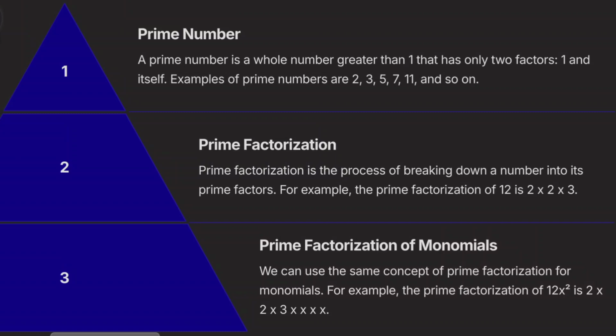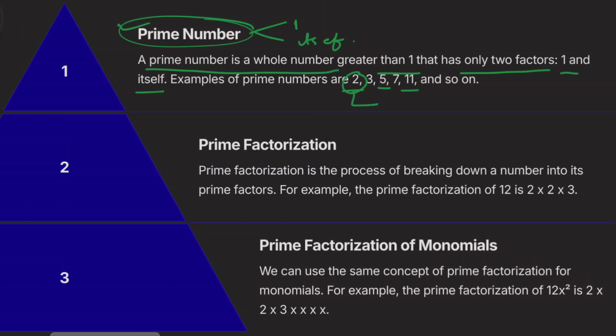Now we are going to learn about prime numbers. A prime number is a whole number greater than 1 that has only two factors, 1 and itself. So a prime number has two factors: 1, and the other one is itself. These numbers are known as prime numbers. For example, 2, 3, 5, 7, and 11. As you can see, 2 is the only even prime number. The rest are odd prime numbers.